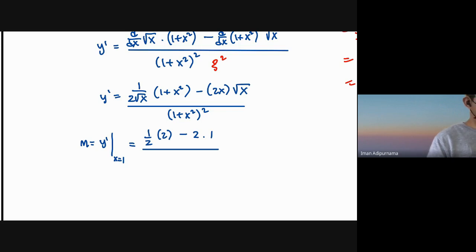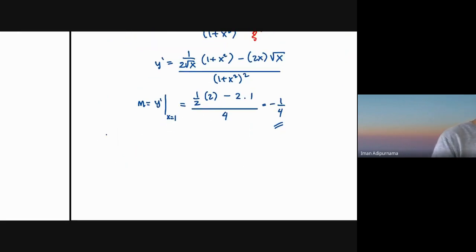1 plus 1 is 2, 2 squared is 4. So I will have 1 minus 2 minus 1, so it should be minus 1 over 4. So this is our slope. Okay, but this is not our final answer. We have to find the line.